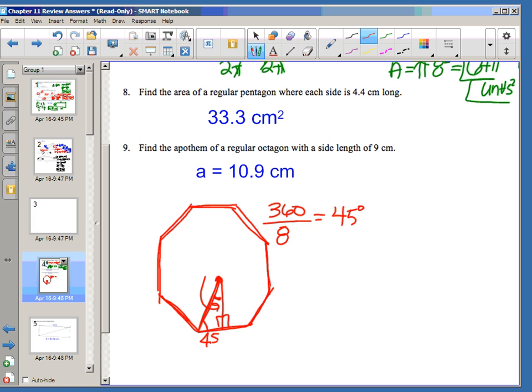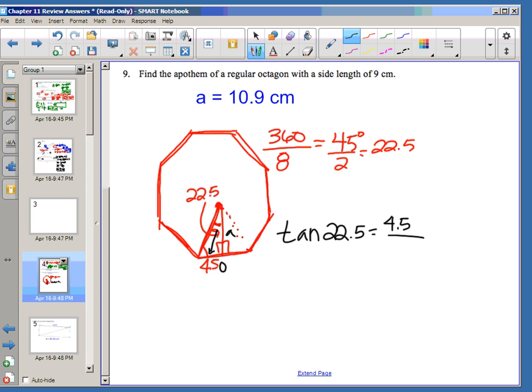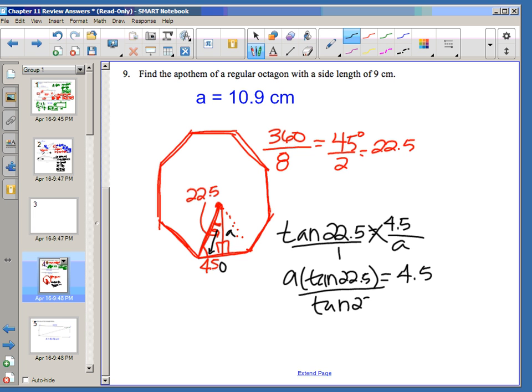Now, that's, remember, only half of the triangle that's created. So I need to divide that by 2 again and get that angle to be 22.5. So this top angle is 22.5. And it's actually the same setup now as the previous one. I know the opposite side, and I'm trying to find the adjacent side, or my apothem. So I'm going to use tangent of 22.5 equals 4.5 over a. I'm going to cross multiply, get a times tan of 22.5 equals 4.5.